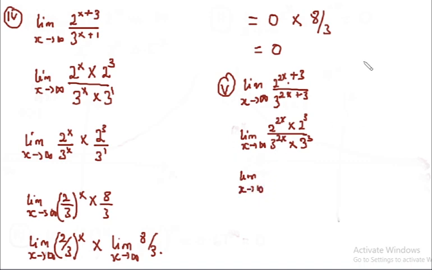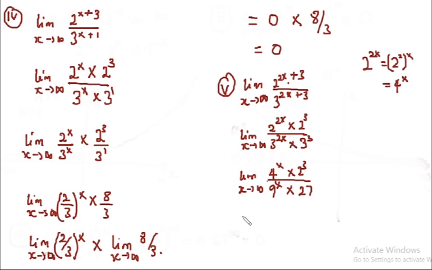Now if I have something like 2^(2x), I can rewrite it as 2^2 to the power of x. So 2 to the power of 2 is 4, giving 4^x. So I have 4^x times 2^3, divided by 3^2, which is 9^x, times 3^3, which is 27.